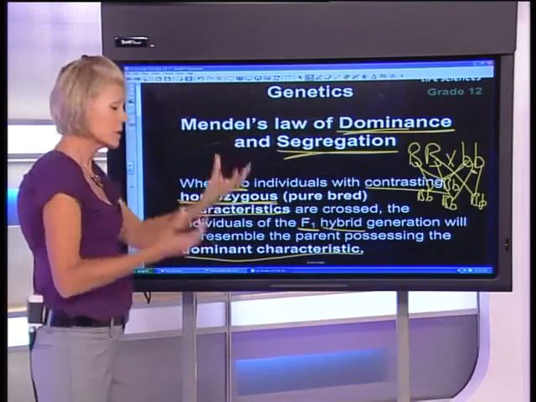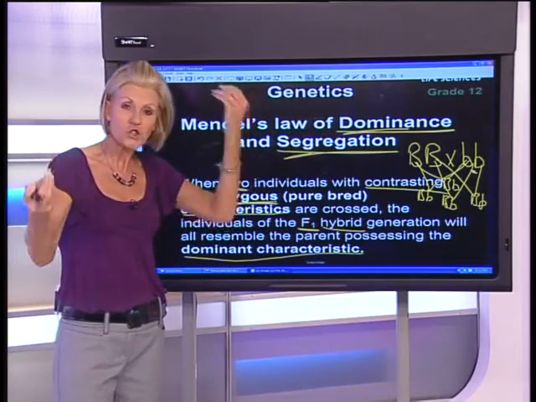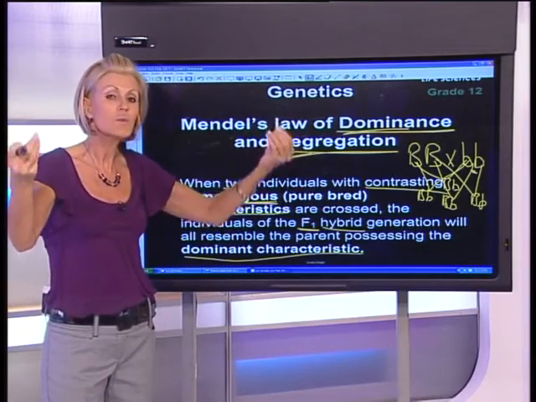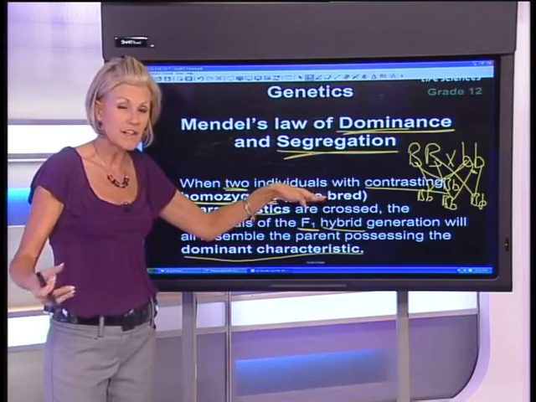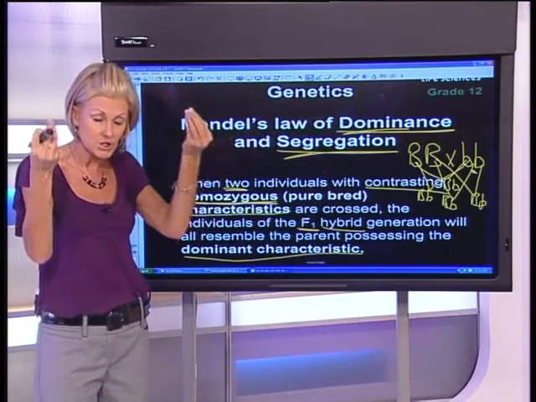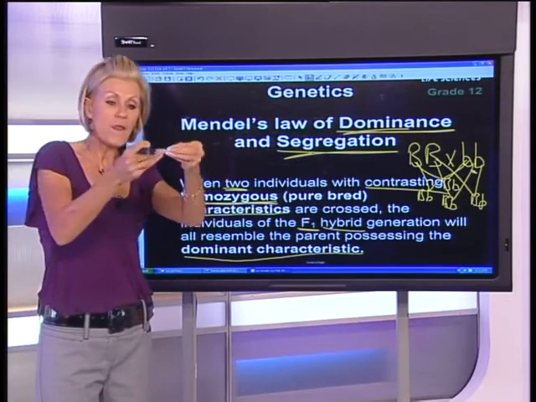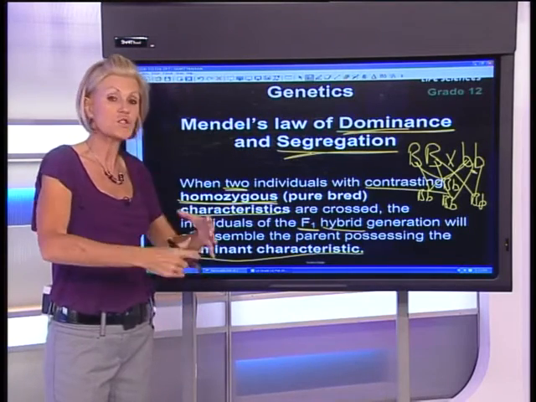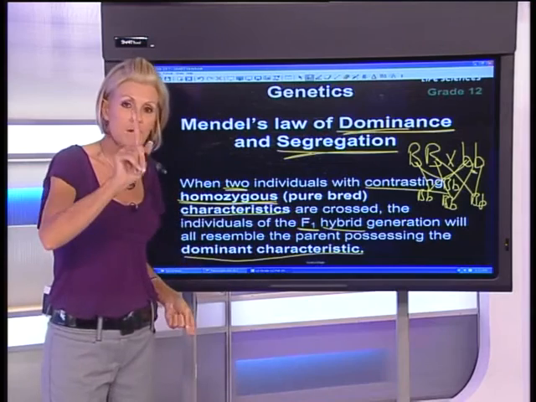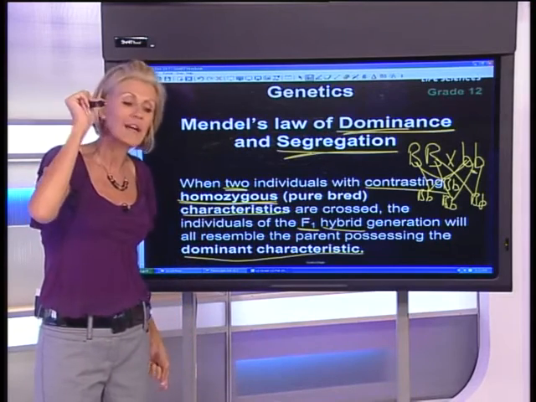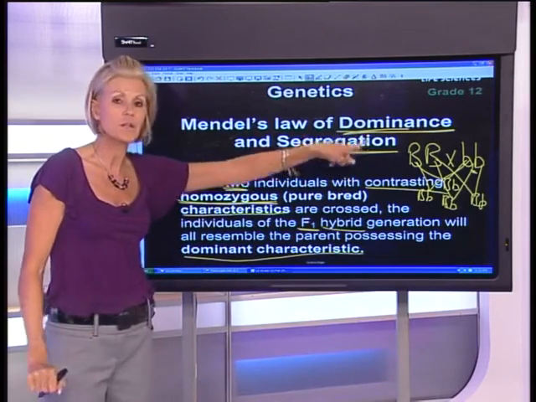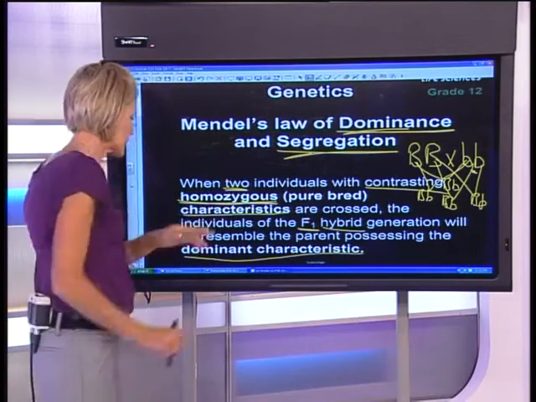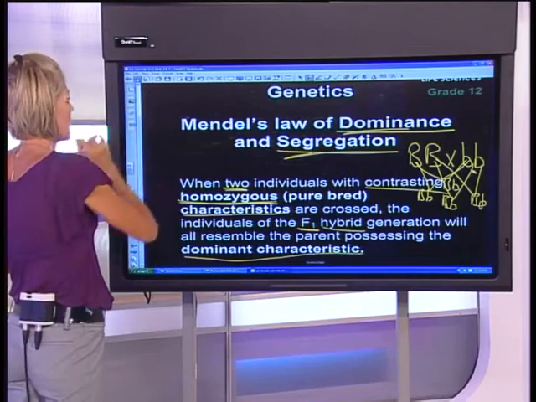It's easy. 2 individuals with contrasting homozygous, which means pure, I just put it in brackets there. That's for you. Homozygous genes, all right? When they are crossed, the F1 generation, which means the first family, the F1 generation will all resemble the dominant parent, even though they are heterozygous. Okay, very important.